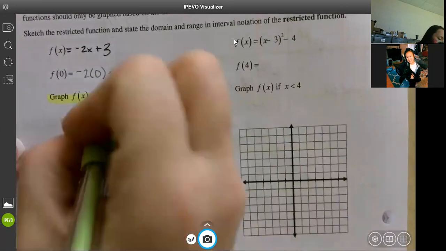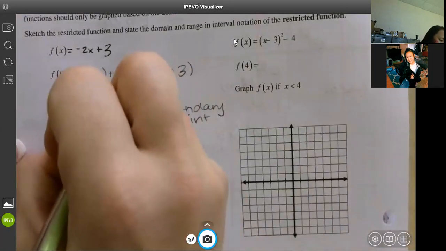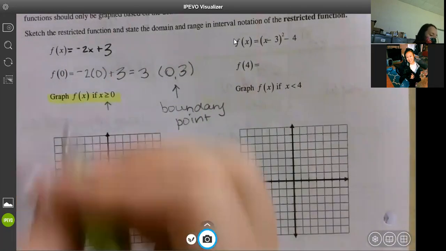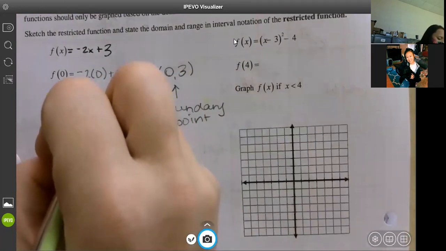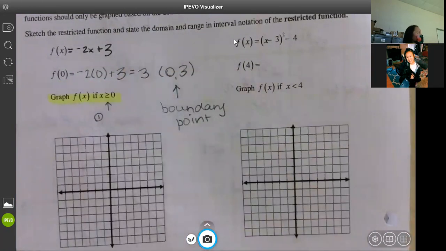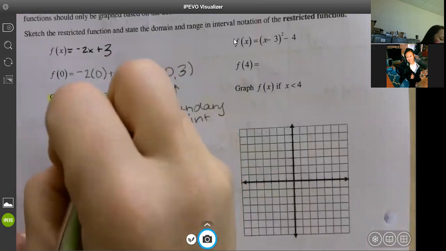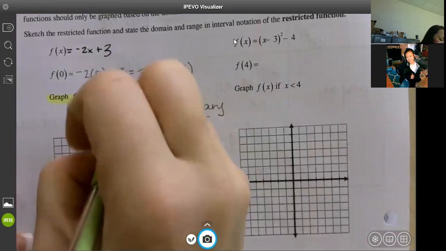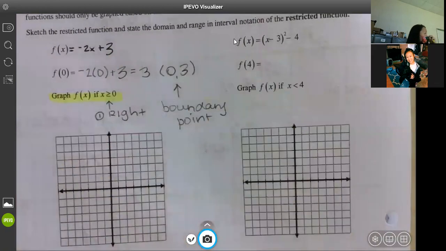All right. So then this tells you 2 things. The first thing it tells you is which side to graph on. If it's greater than 0, we're looking at the x-axis. Is that the left or the right? It's the right. So this is telling us on the right. Any greater than is to the right. Any less than is to the left.